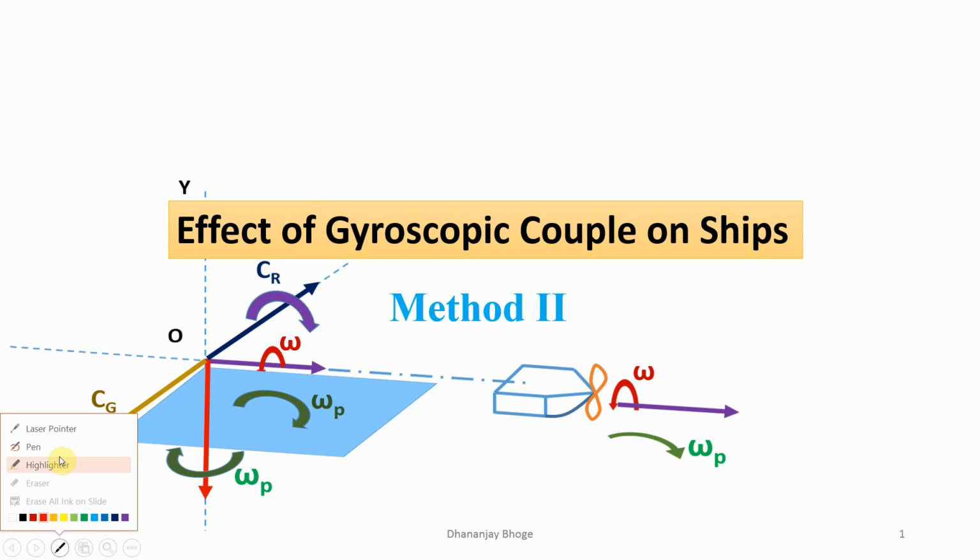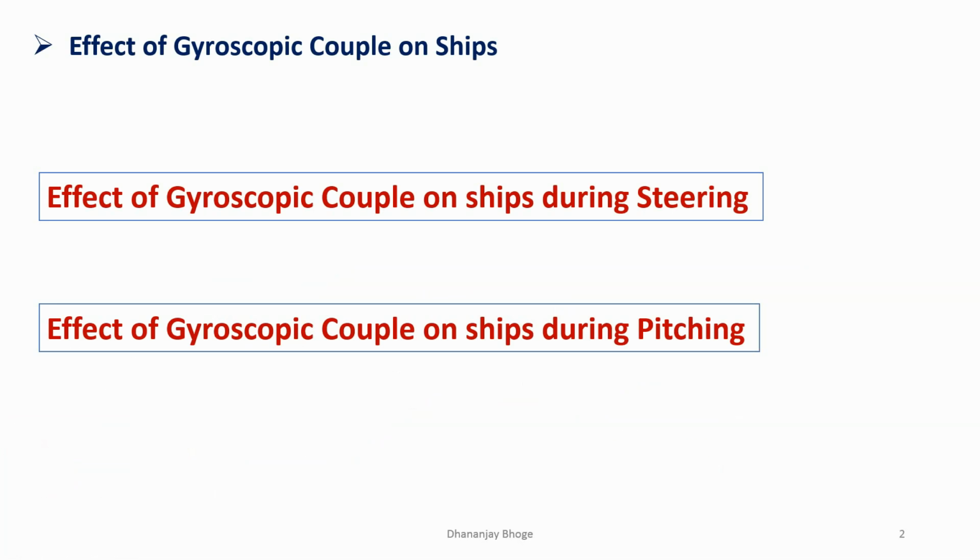Hello, in this session, we are going to solve one numerical on effect of gyroscopic couple on ships using method 2. Now, in previous lectures, we have seen how to determine the effect of gyroscopic torque on ships during the steering and pitching phenomena. Okay.